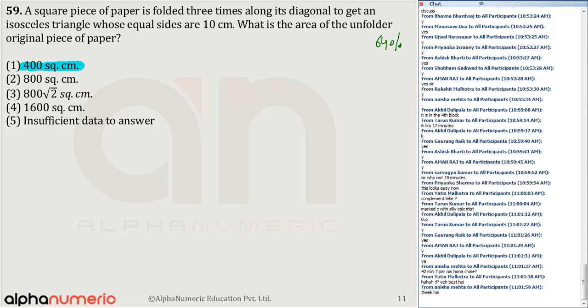A square piece of paper. Okay, this is a square piece of paper. It is folded 3 times along its diagonal. So I'm just going to draw the diagonal. Let's say this is the diagonal. So it is folded along the diagonal. So if it is folded along the diagonal, the figure will now look like this. Let me draw the figure.